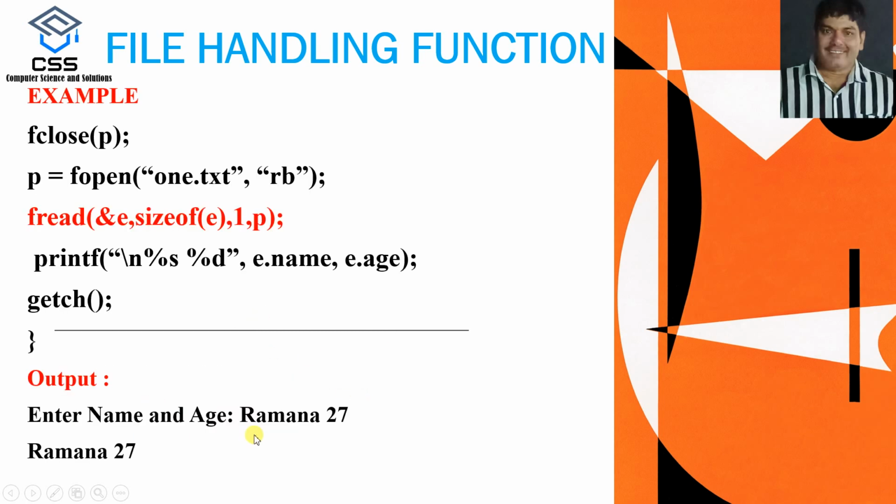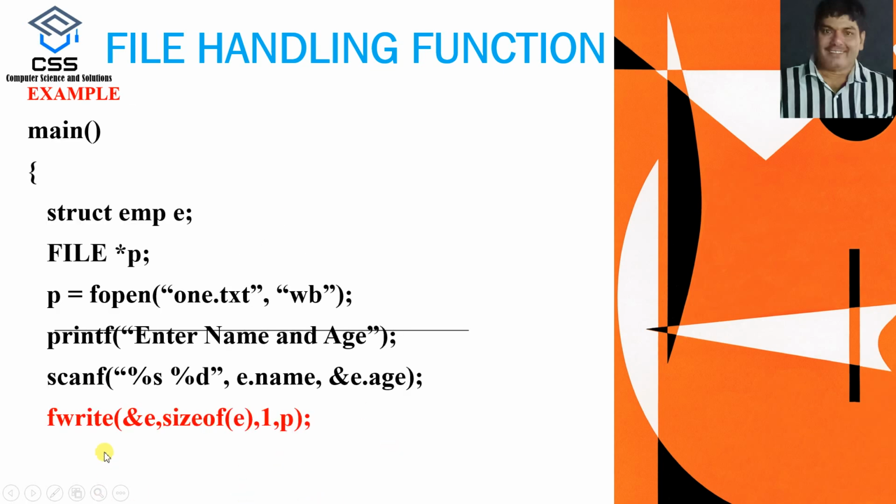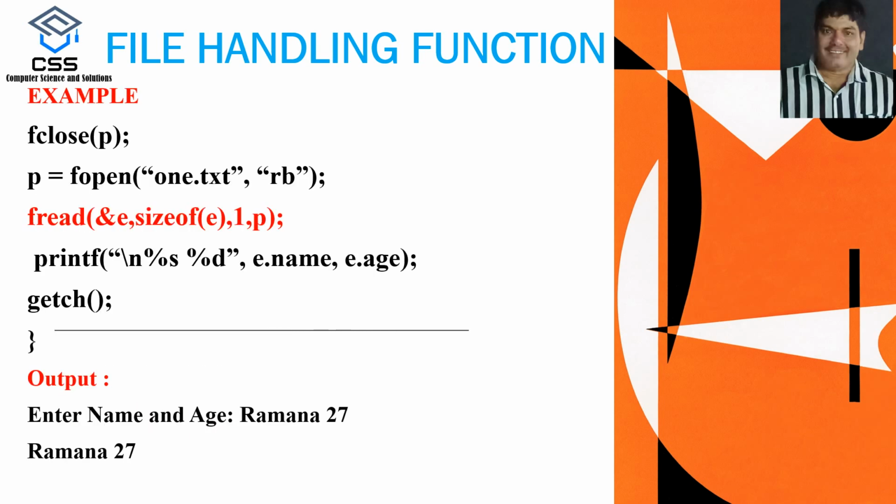Enter data: what do you enter? Suppose you enter Roman and 27, then Roman and 27 are written into the file pointer p, meaning 1.txt. How is it written or not, how do you come to know? Once the writing process is completed, you close it. Again that file will be opened in read binary.